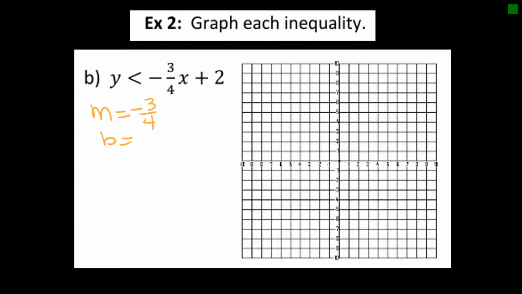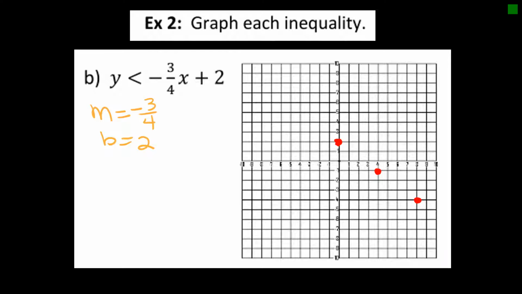My beginning point is 2. So what I'm going to do is graph that line. My b is 2, and my slope is negative 3/4. So I'm going to go down 3 and over to the right 4. And there we go. I could keep going if I wanted, down 3 more, to the right 4 more.